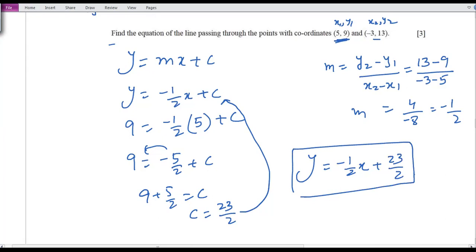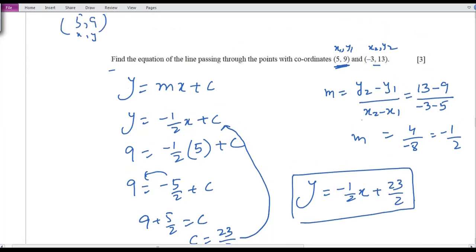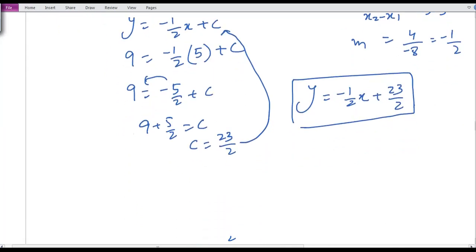Once again, if you have 2 points, first find the gradient. After finding the gradient, write the value of the gradient in y is equal to mx plus c, because we know this is the general equation of a line. Then the second thing, to find c, put any one of the points in this equation, like I used 5, 9, and get the value of c. That will give you the equation of the line. Okay.